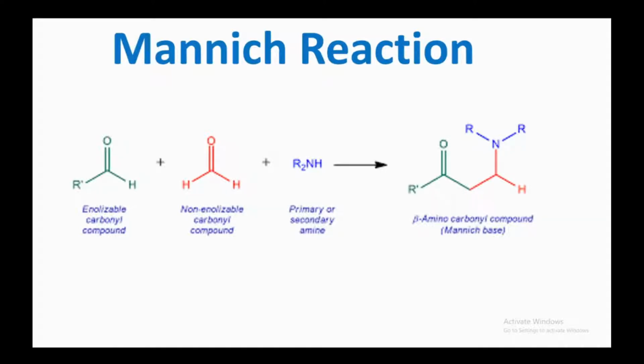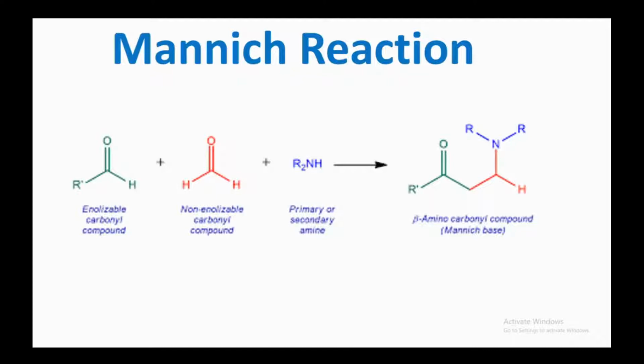Summarizing the Mannich reaction, you would need number one, an enolizable carbonyl compound. Number two, a non-enolizable carbonyl compound. Number three, a primary or secondary amine. Let me define primary amine: an amine which contains two hydrogens attached to nitrogen is called a primary amine. If there is one hydrogen attached to nitrogen, that is called a secondary amine. If there are no hydrogens attached to nitrogen, that is called a tertiary amine.